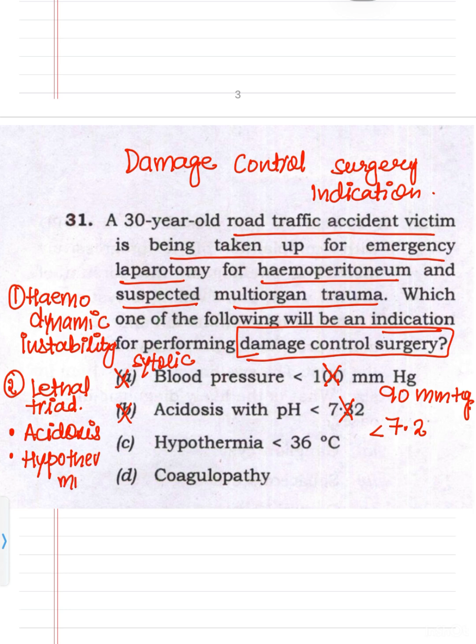Hypothermia. And so they are writing that hypothermia is less than 36 degrees Celsius. No. Hypothermia in the lethal triad means temperature should be less than 34 degrees Celsius. So C is again wrong. The third component is coagulopathy. So the lethal triad's third component is coagulopathy. So D is the correct option.